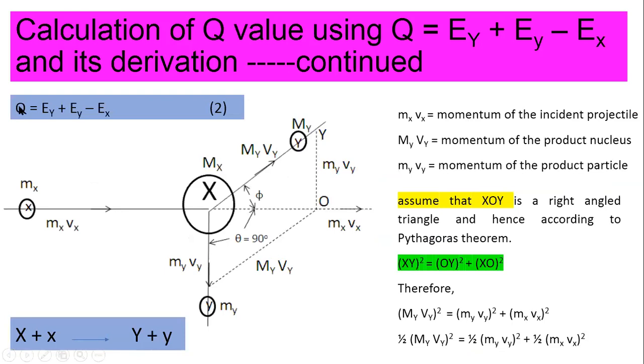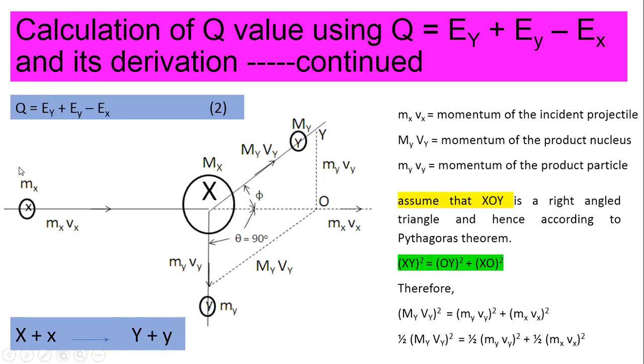Now I'm going to solve this one further. The major objective from here onward is to find out the energy of the product nucleus, which is heavier, and then I'm going to put the value of Ey over this equation to get the final equation. So here again, capital X is the target having the mass of mx, like it is shown over here.